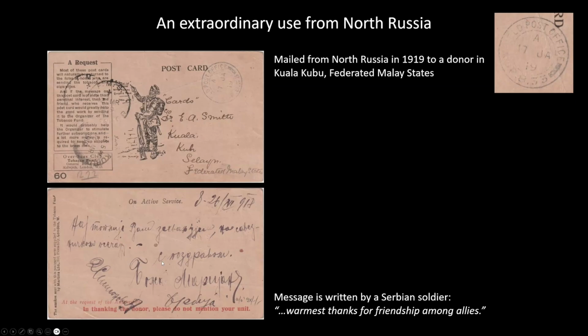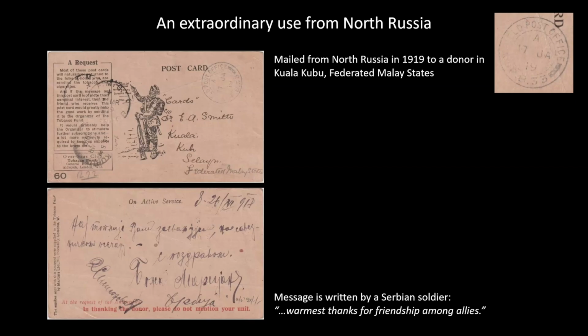So it's written in Serbian, it's signed by a Serbian soldier, and it basically says, I give warmest thanks for friendship among allies. And so when you look into the history of it, after the end of the First World War, there was what's called the Allied intervention in North Russia, where a lot of Allied troops of Britain, Canada, Serbia, obviously, sent troops to North Russia to fight alongside the White Russian troops, the Tsarist loyalist troops, to help them fight against the Bolsheviks. And so the British soldiers and Serbian soldiers were fighting together in some places.